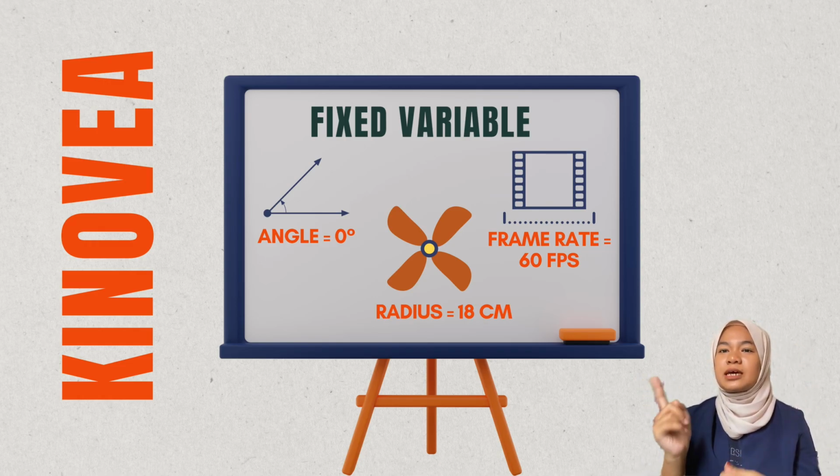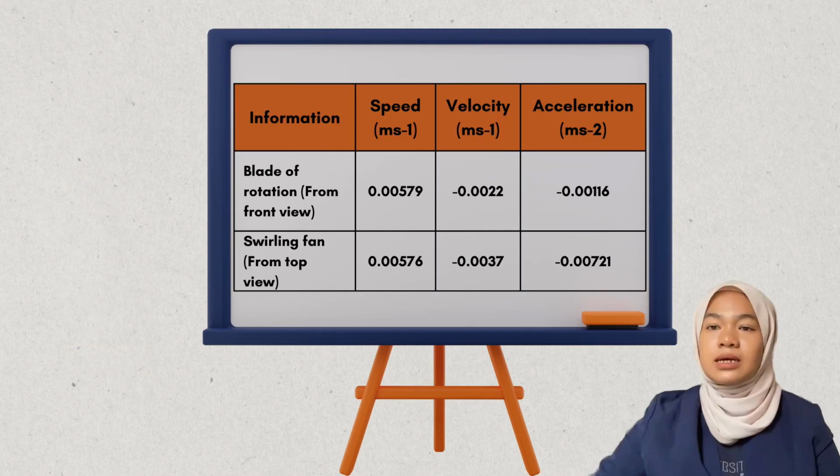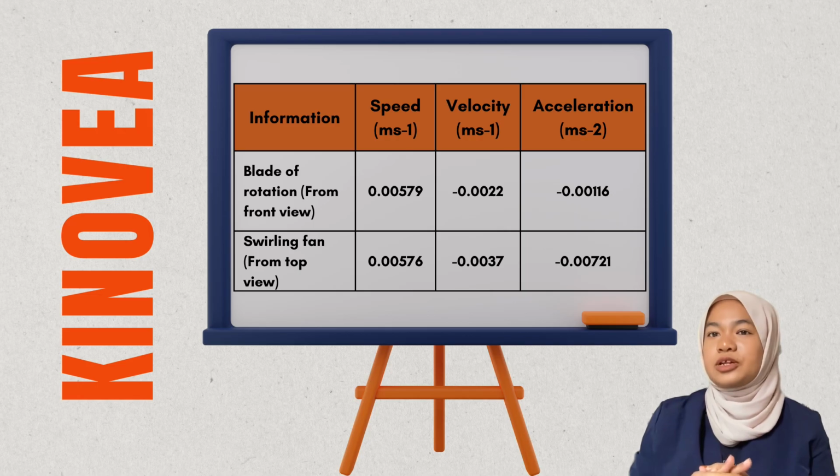The first one is we fix the angle to 0 degree, and then we fix the radius of the fan to 18 centimeter, and for the last one we fix the frame rate to 60 frames per second. This is the result that we got from the extracted video in the Kinovia application. So the first one is blade of rotation from the front view.